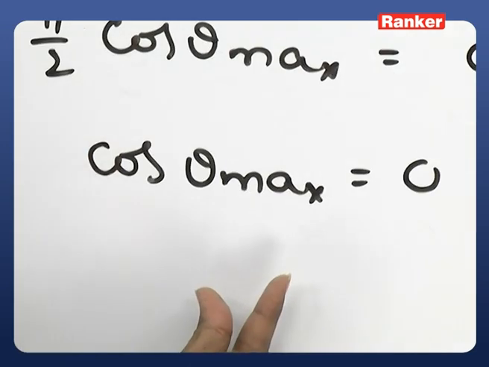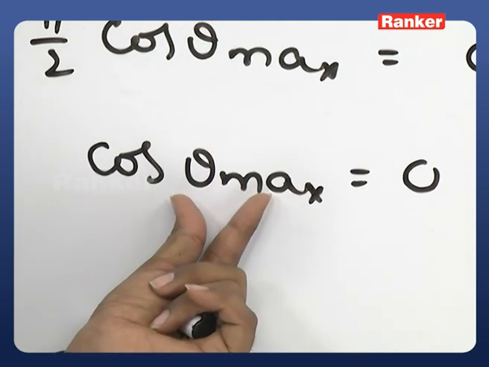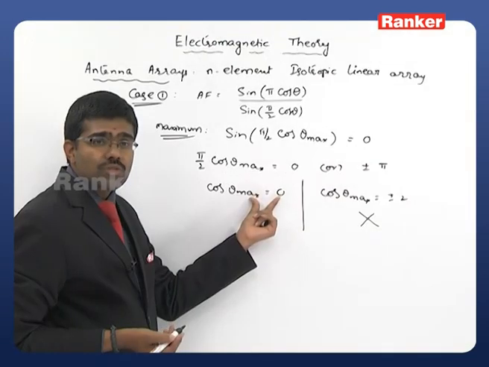So just observe that cos theta max equals 0 and get the solution for this one. What are the different values of theta max for cos theta max equals 0?